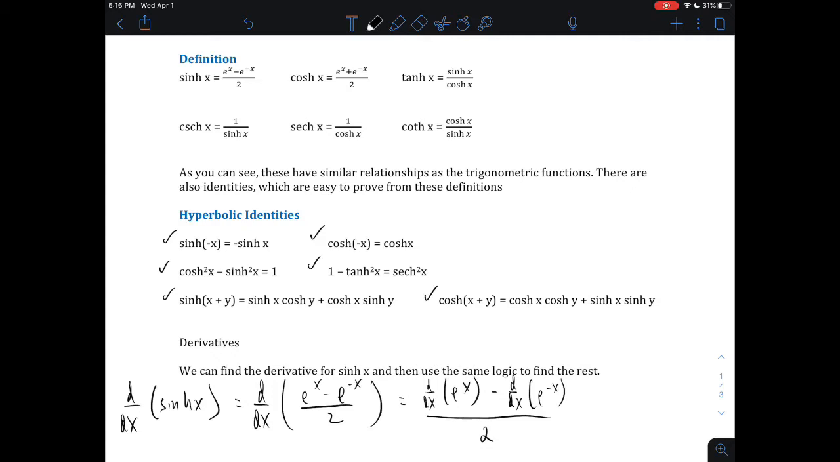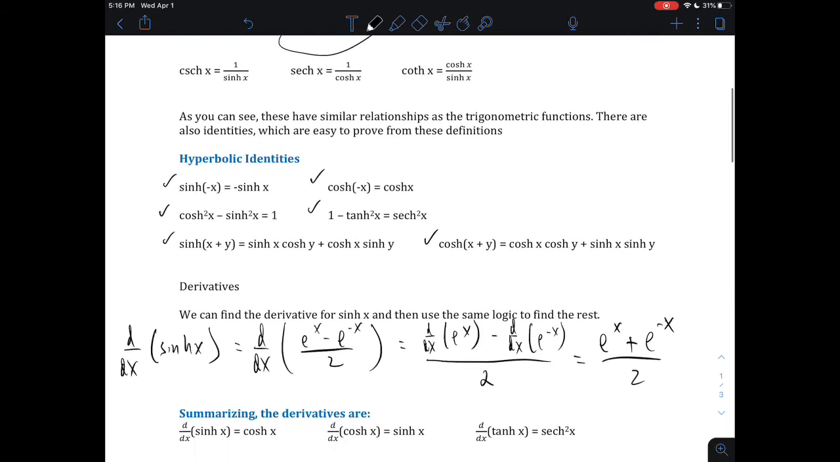divided by 2. The derivative with respect to x of e to the x is just e to the x. And then by the chain rule, the derivative with respect to x of e to the negative x would be a negative e to the negative x. But we can just simplify that by writing plus e to the negative x, divided by 2. And if we compare that with one of the ones that we saw above, that's just hyperbolic cosine of x.